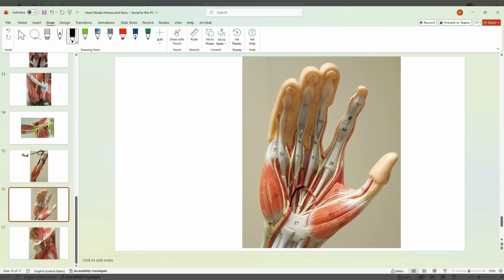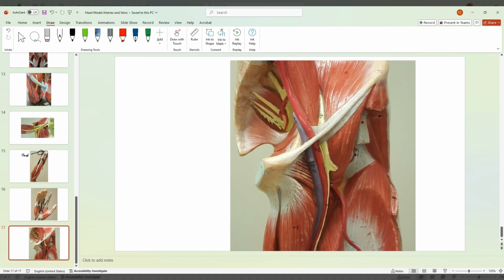This right here is going to be the palmar arch. It's technically known as the superficial palmar arch, but palmar arch is good enough for us right now. This right here, and this right here, and this right here are going to be the digital arteries. So the digital arteries are going down. So we're going to label all of these the digital arteries in red.